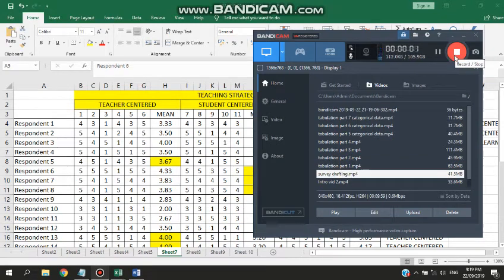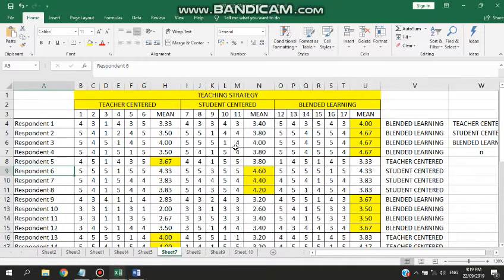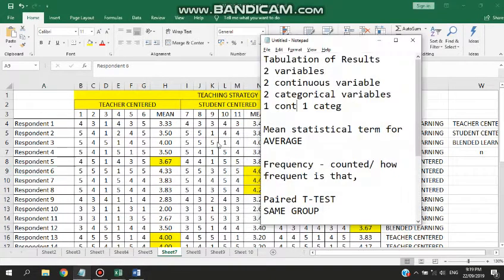Hi everyone. For this video, I'm going to show you how to tabulate one categorical and one continuous variable and how you're going to analyze and interpret the data. For this one, may mga study kasi na yung isa continuous, yung isa categorical.